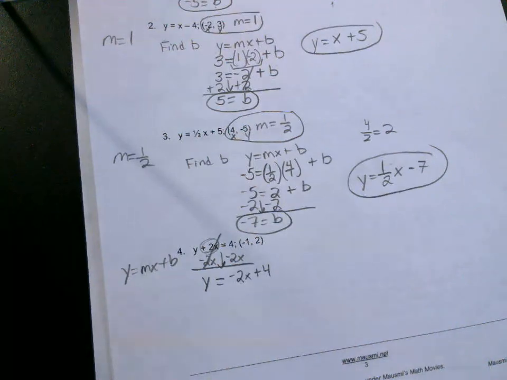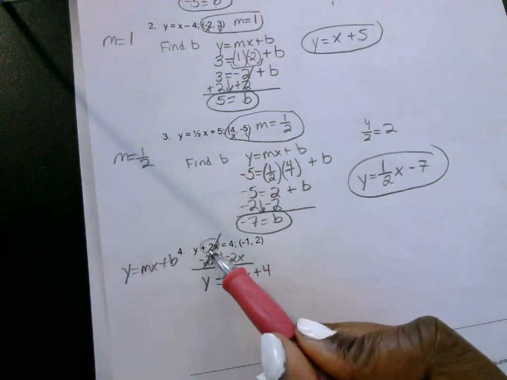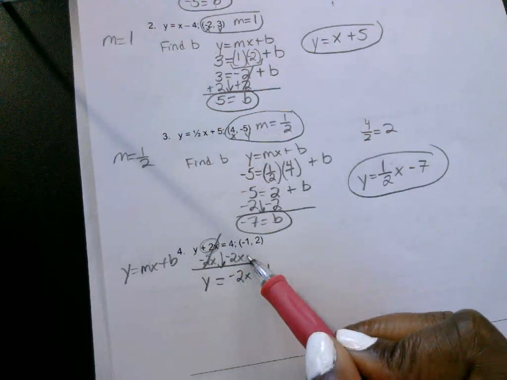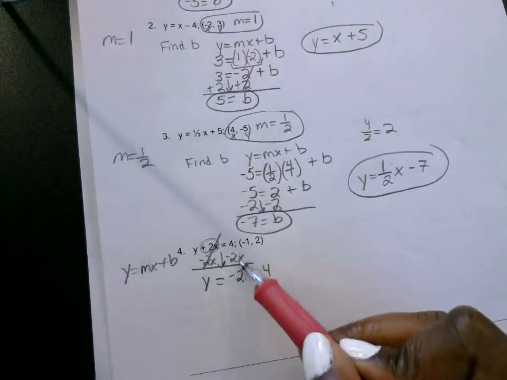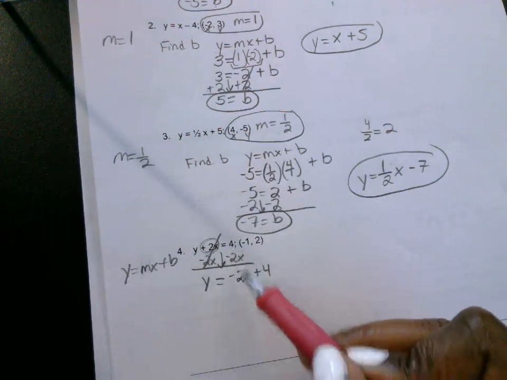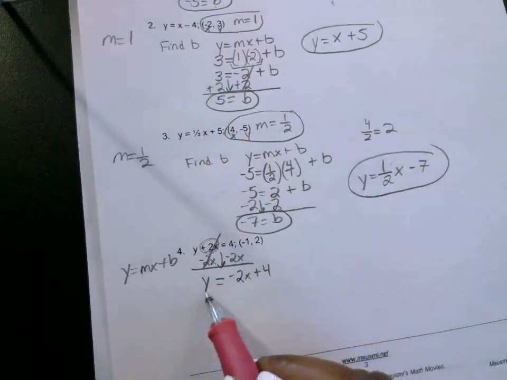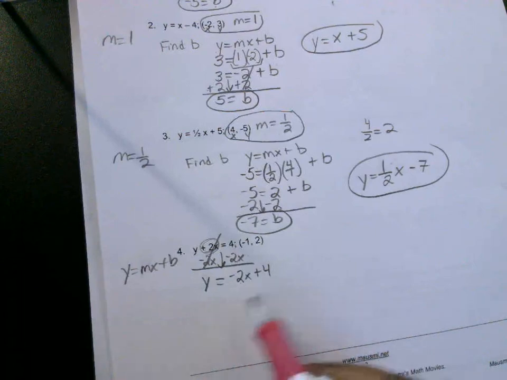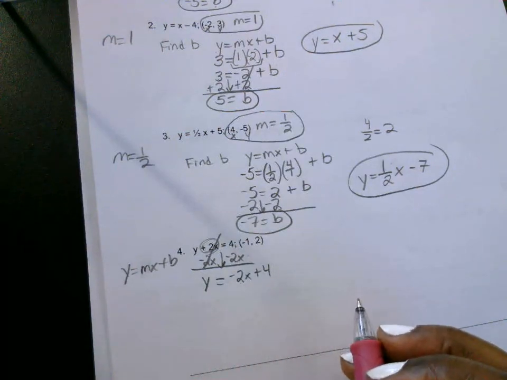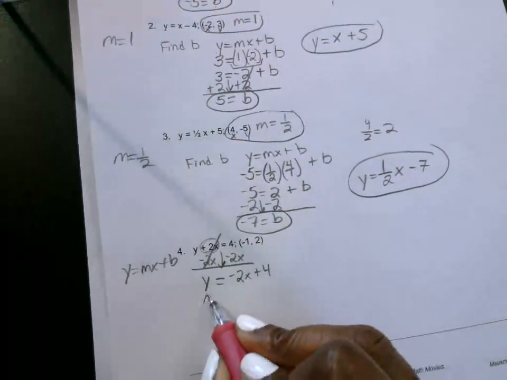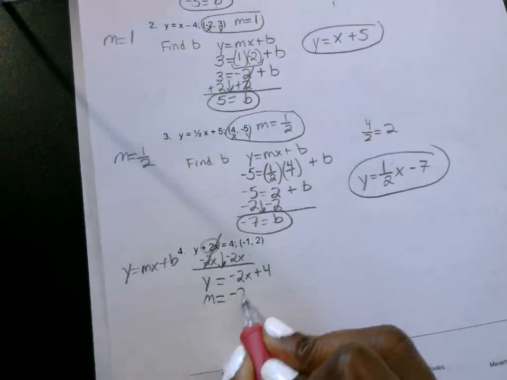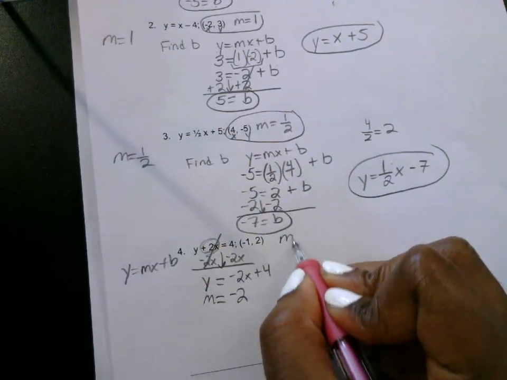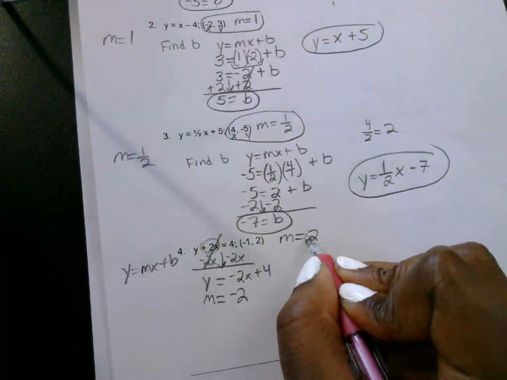I just moved it to the other side by doing the inverse of adding, which is subtracting. I cannot combine these terms together. They're not like terms, so you just bring them both down. So now the equation is written in y equals mx plus b. Now you can identify what the slope is. What is the slope of this equation? It is -2. So the slope of the other equation has to be -2 as well.